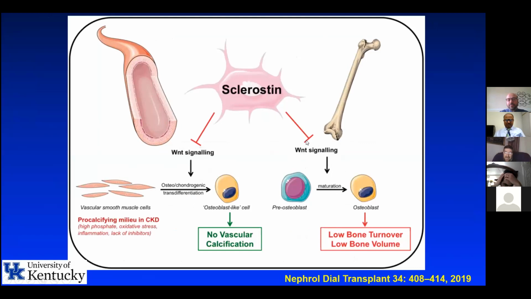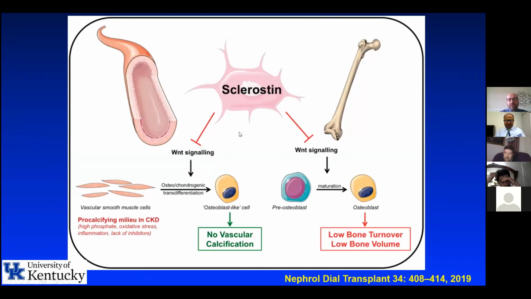And this might be good because if you give an antibody to sclerostin, you improve the Wnt signal, then you improve the osteoblast function, then you improve the low turnover bone disease. However, sclerostin doesn't exist only in the bone, it also exists in the cardiovascular system. So the Wnt signal is present also in the cardiovascular system. And actually in the cardiovascular system, Wnt signal can increase differentiation of smooth muscle cells into osteochondrogenic cells and increase the osteoblast-like cells that can form protein, which we call bone morphogenetic protein, and can increase cardiovascular calcification.